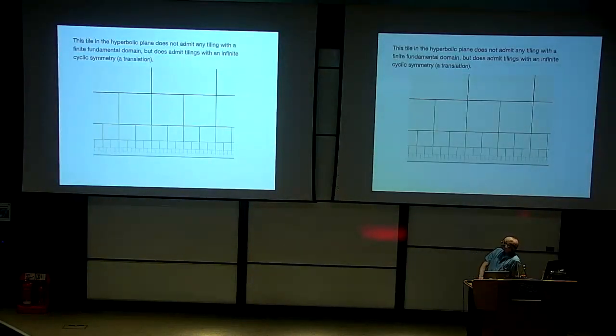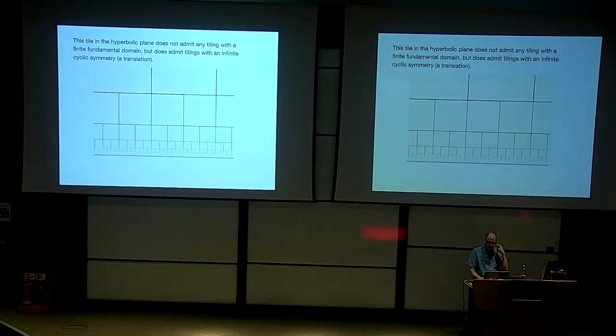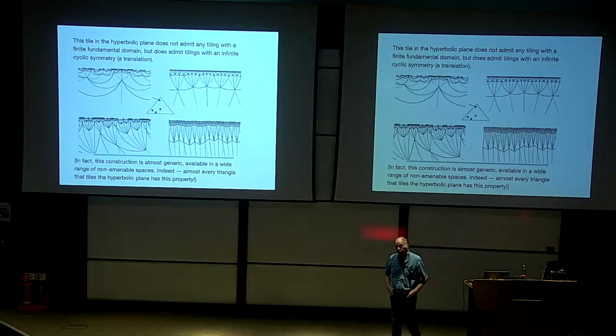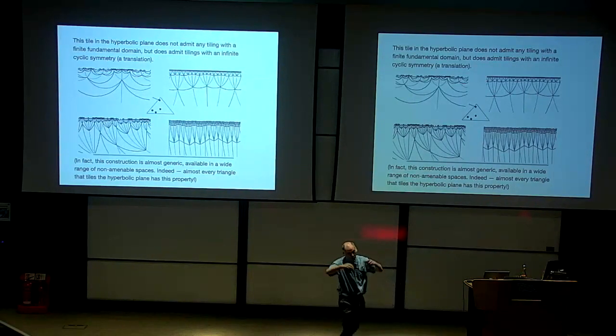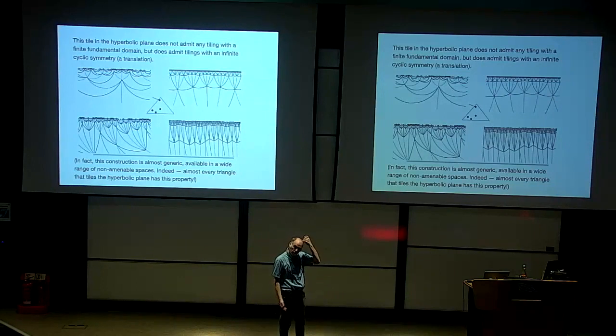So here we are. This is what I was looking for. This tiling does admit tilings with an infinite cyclic symmetry. And in fact, this construction is almost generic. It really is. In a very wide class of spaces, we have these kinds of tilings where we have infinite cyclic actions, but no finite fundamental domain. That's a really very generic kind of situation.